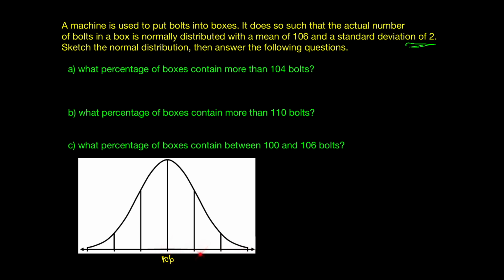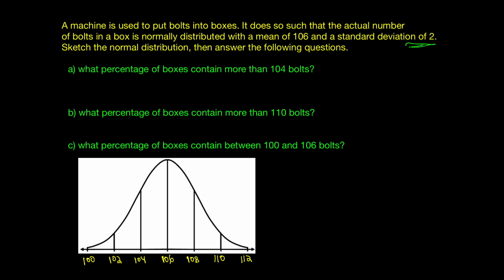So to get the values to the right, I'm going to add 2 to get each standard deviation. So 106 plus 2, we're going to get 108. Then 108 plus 2, we're going to get 110. And then 110 plus 2, we're going to get 112. Now for the values on the left, we're going to begin to subtract. So 106 minus 2, we're going to get 104. Then we're going to get 102. And finally, we're going to get 100.